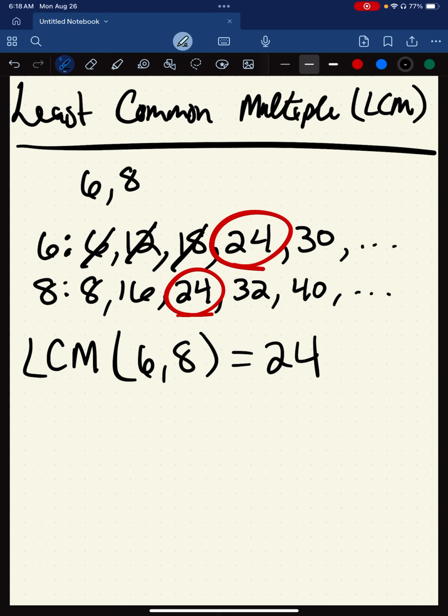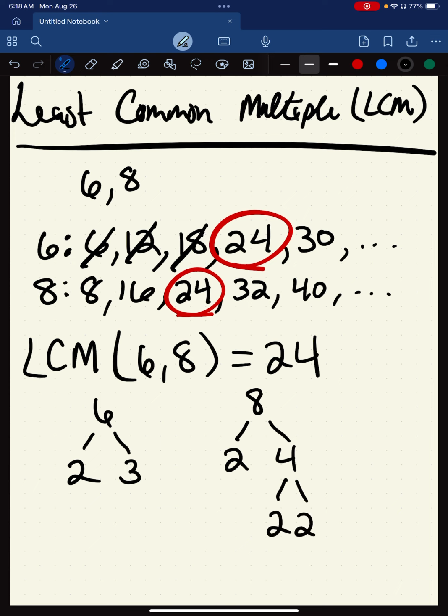There's a way we can do this with prime factorization. If we look at the prime factorization of 6, that's 2 times 3. And if we look at the prime factorization of 8, that is going to be 2 times 4, which itself is 2 times 2. So we need a number where 2 and 3 divide it. So we know the number is going to be at least 2 times 3. And it looks like we have a 2 over here.